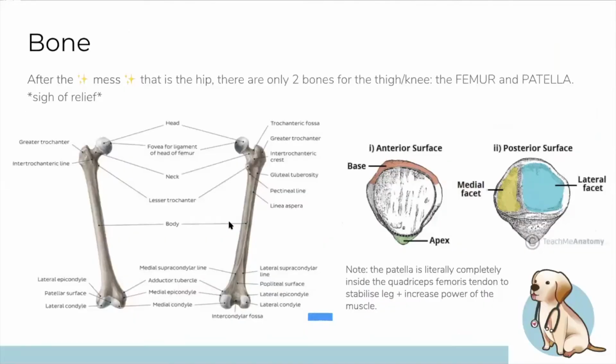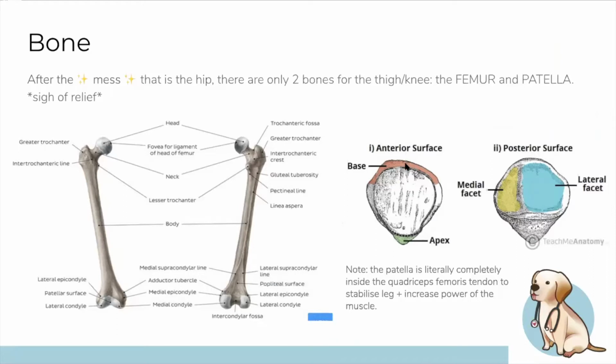Okay, now for the bones. So the bones of the thigh region is really simple. We just have a big femur, thigh bone, and we have a little patella bone. And interestingly, this patella is actually completely enclosed in the quadriceps tendon. So I'll show you on 3D anatomy in a second, but the patella is really simple.